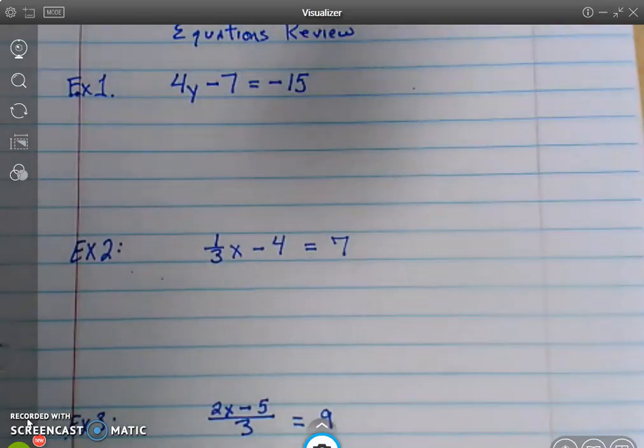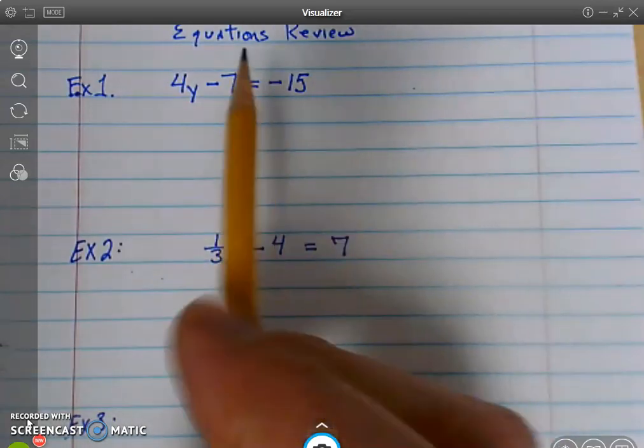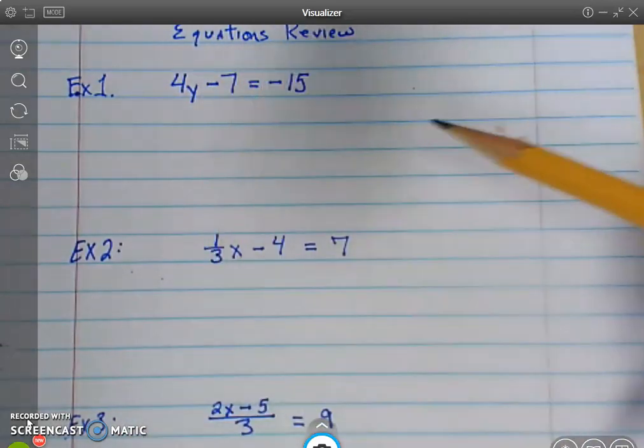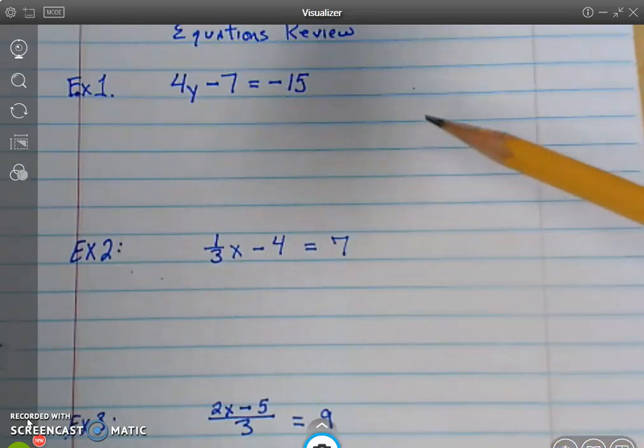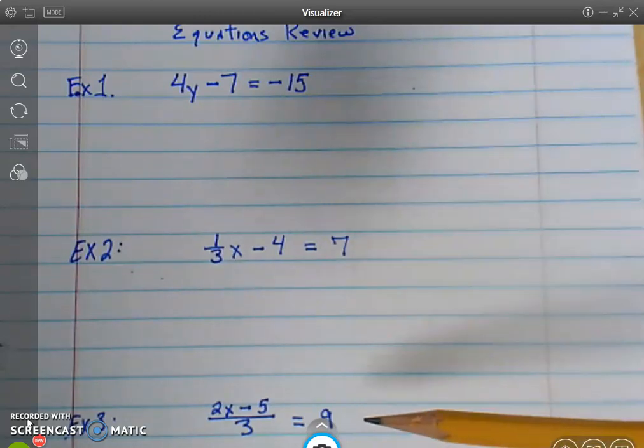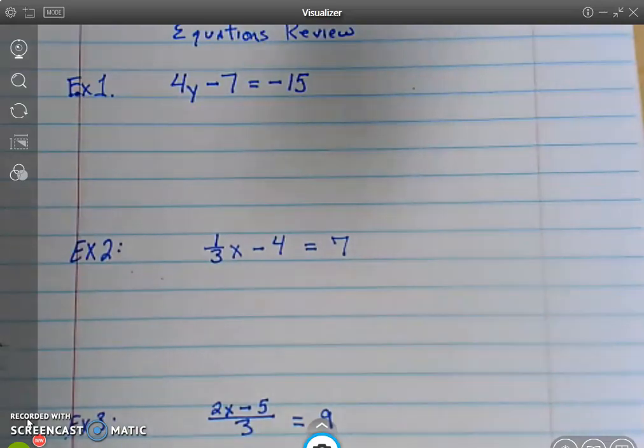We're going to do just a quick review today of solving equations. So just a quick equations review. I've just got 3 quick examples for you here. If you would, please go ahead and hit pause, copy these down, and give these a try on your own.